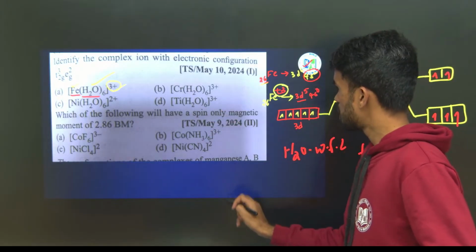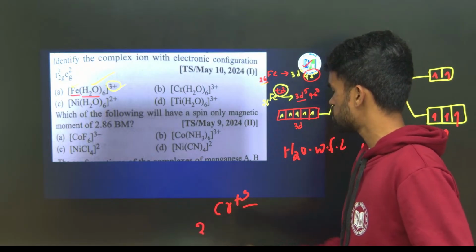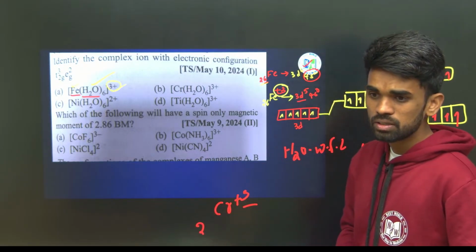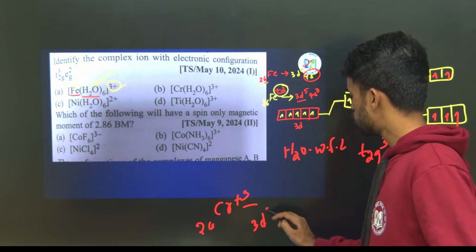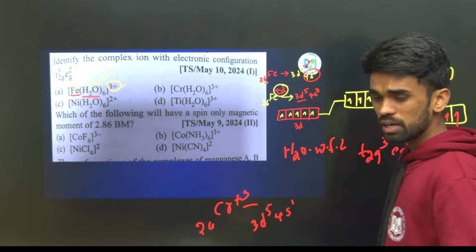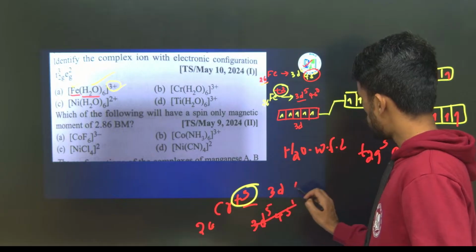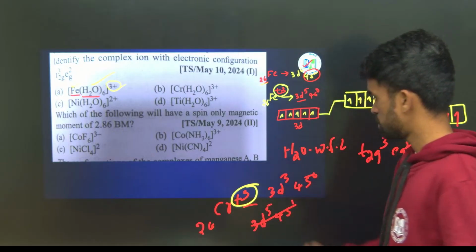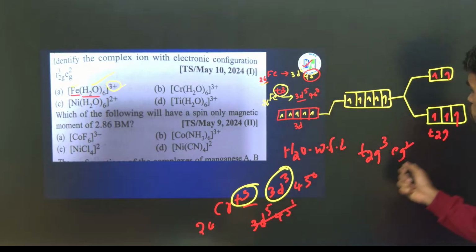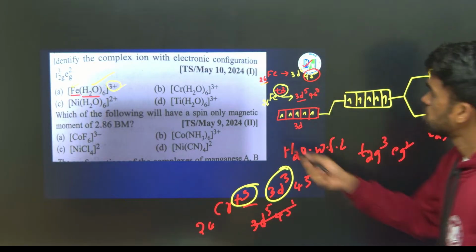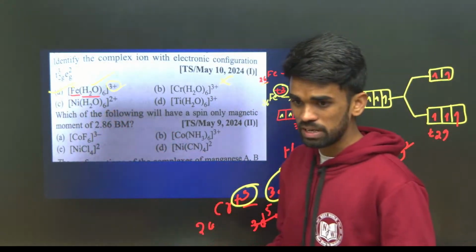Chromium +3. So chromium +3, what is the electronic configuration? Chromium atomic number 24, so you should write 3d5 4s1. But removing 3 electrons becomes 3d3 4s0. So we have only 3 electrons, that will be in T2G level. Do we have any electron in EG? No. So this is not the one. First one we got as correct. I am just verifying other options.